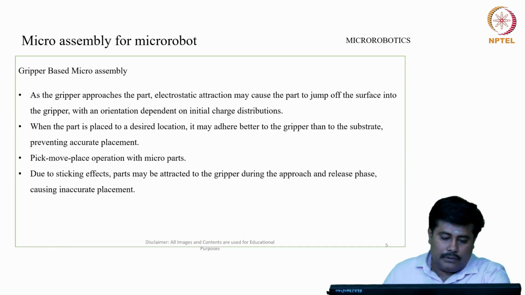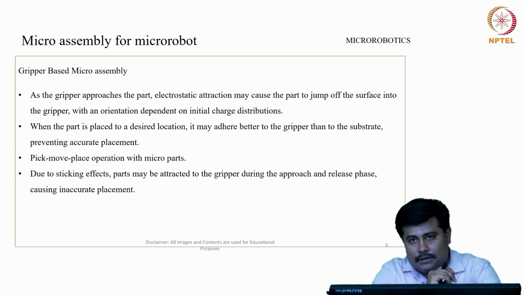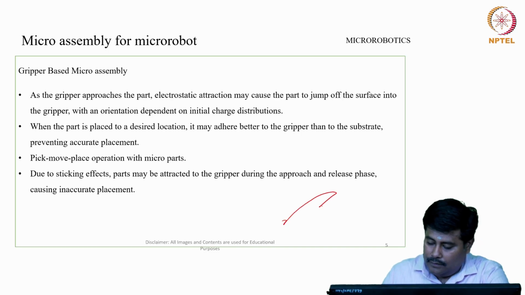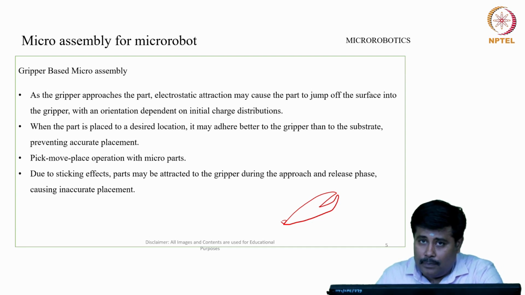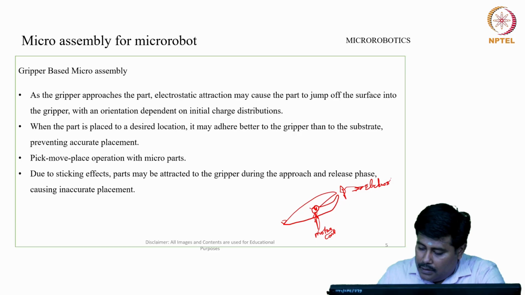Now in addition to this, let us discuss a simple mechanical system, which is called gripper based microassembly. We are all aware of gripper based micro manipulation. In gripper based micro manipulation, either the manipulation can happen by motor control, or the manipulation can happen because of the electrostatic charge.